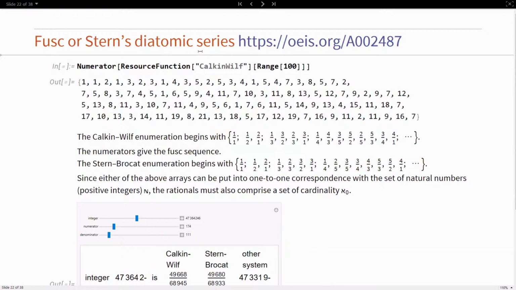More on fractions. We can use a sequence to generate any proper fraction. For example, 3 over 6 is not a proper fraction because you can divide both the top and bottom by 3. But if you look at all proper fractions, somewhere in the Calkin-Wilf or Stern diatomic or Fusc sequence, there's a neighboring pair of numbers which give that particular fraction.